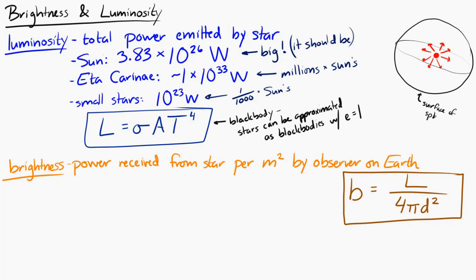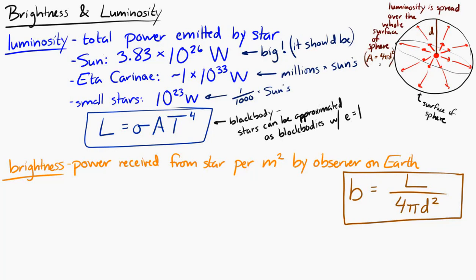Imagine a sphere surrounding a star. That energy is distributed around that entire area. And the area of that sphere, or the surface of that sphere, is 4 pi d squared, if the distance to that sphere is d.